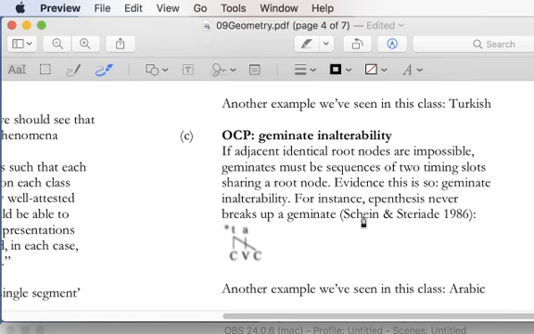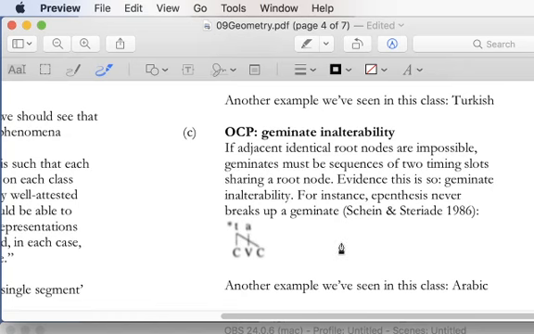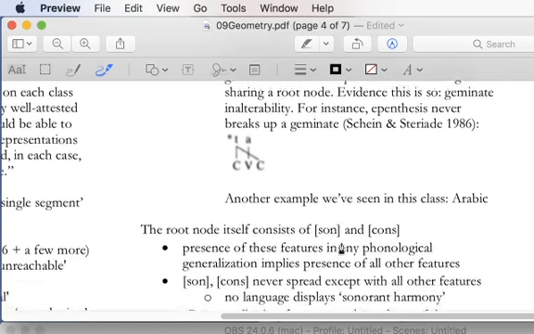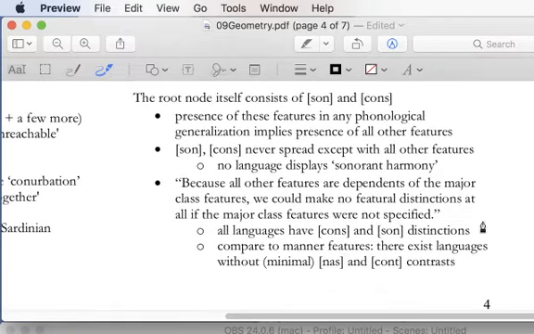Now, the root node itself, interestingly, I've just been writing it as RT, and these people have been writing it as IPA symbols, but actually, there's pretty good evidence that that root node itself has some featural content. So McCarthy suggests that the root node has at least the features sonorant and consonantal inside it. So why do we think that? Well, the idea is that the presence of these features in any phonological generalization implies the presence of all other features in that generalization. So these features, sonorant and consonantal, the claim is, they never pattern by themselves. They always go with all the other features in a segment.